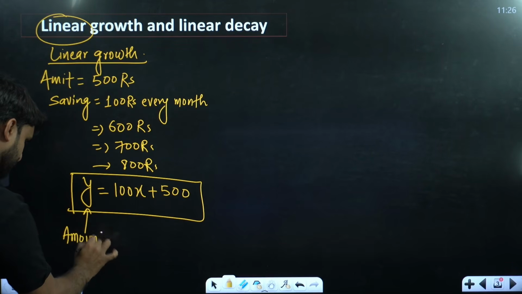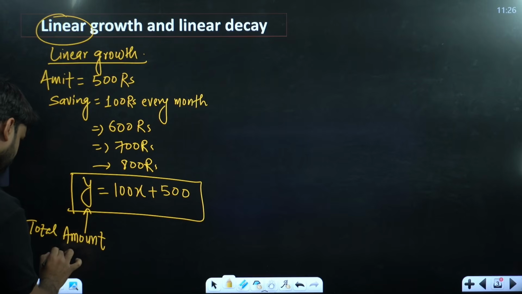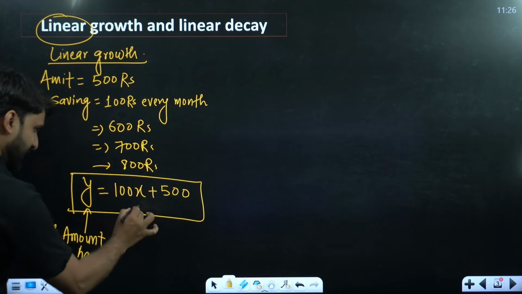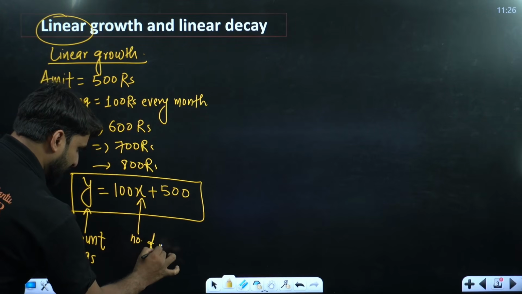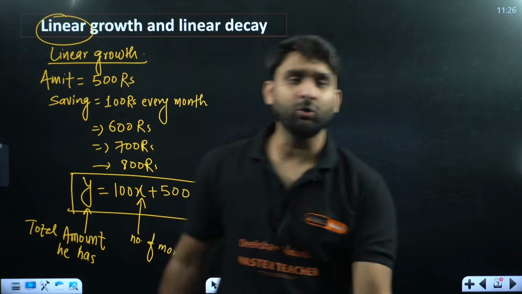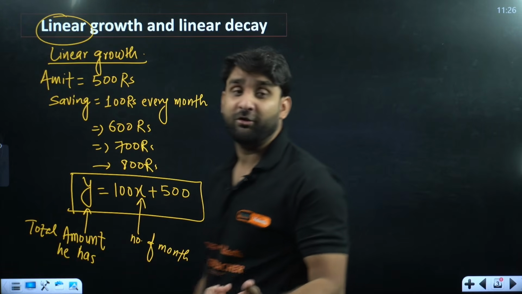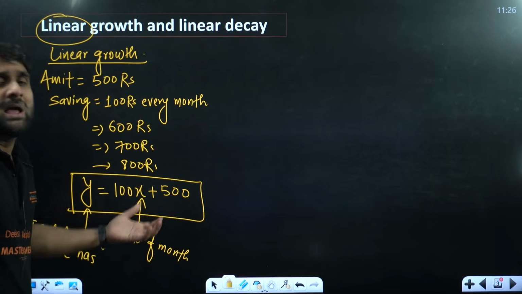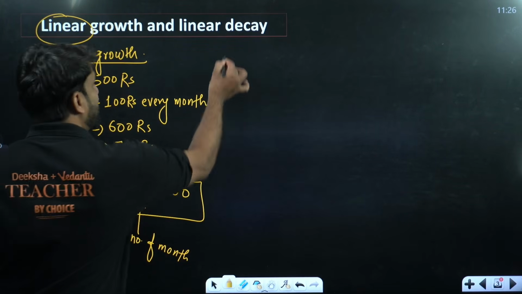Y is the total amount he has. X is the number of months. Now y is equal to 100x plus 5. X is the number of months. Now if I ask you how much money he will be having after 8 months, come on, after 8 months.